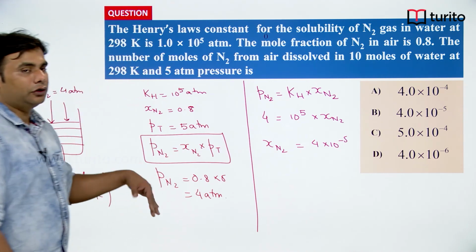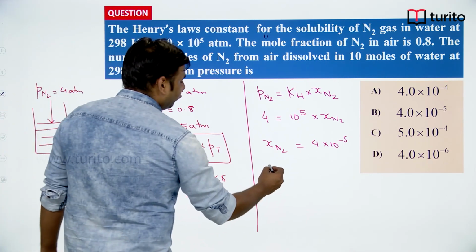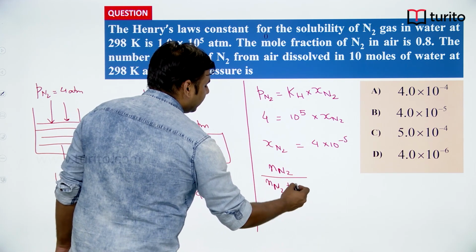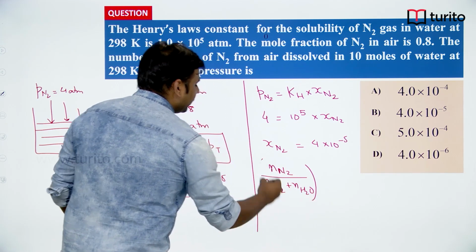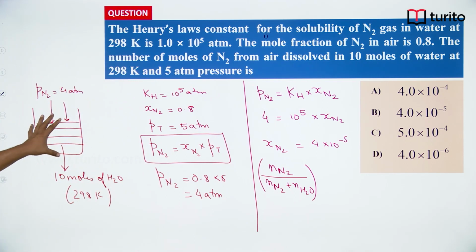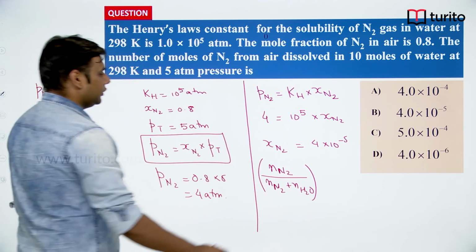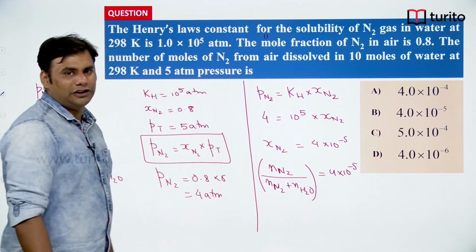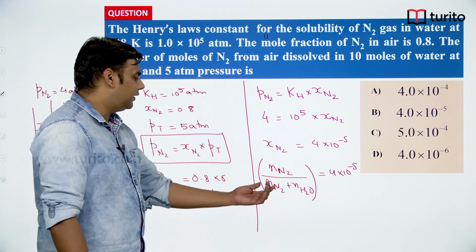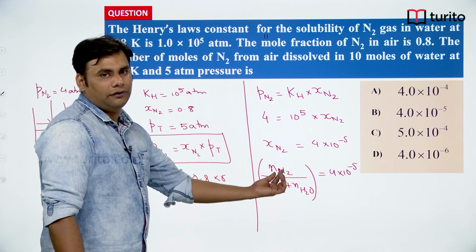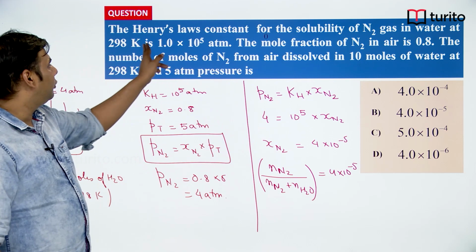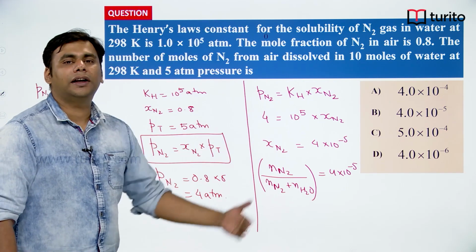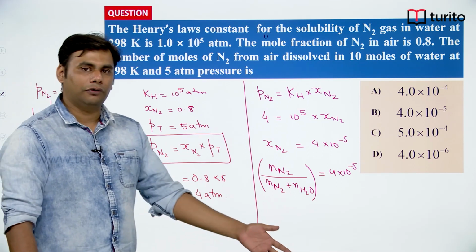Now the mole fraction of N2 in the liquid would be number of moles of N2 upon number of moles of N2 plus number of moles of water. So this will be the mole fraction of N2 in the liquid solution, equal to 4 into 10 raised to minus 5. You can clearly see that this value is very small, which means the moles of N2 would also be very small. Also, because the value of KH was very large, 10 raised to 5, the amount of N2 dissolving in water would be very less.